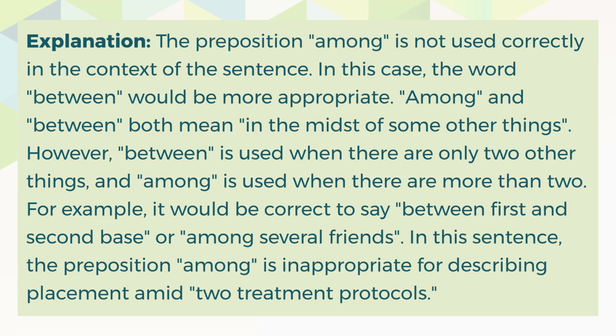Explanation. The preposition among is not used correctly in the context of the sentence. In this case, the word between would be more appropriate. Among and between both mean in the midst of some other things. However, between is used when there are only 2 other things, and among is used when there are more than 2. For example, it would be correct to say between first and second base or among several friends. In this sentence, the preposition among is inappropriate for describing placement amid 2 treatment protocols.